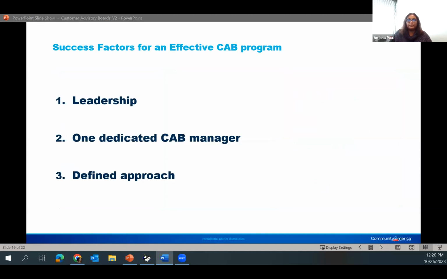So here are 3 things that we found as far as success factors for setting up an effective customer advisory board. You have to have your leadership team fully brought in. I have the luxury of having a manager who's really good at communicating up and getting them to see the value and the need for our advisory board. You also have to have one dedicated manager of the advisory board. Having that point person to check in and communicate with your advisory board members streamlines the process, both internally and for your members, so they know who to talk to when there is a question.